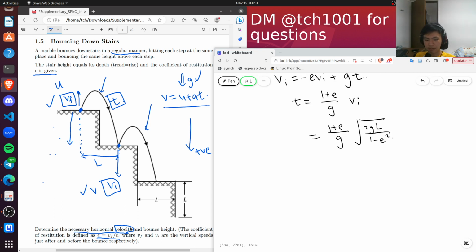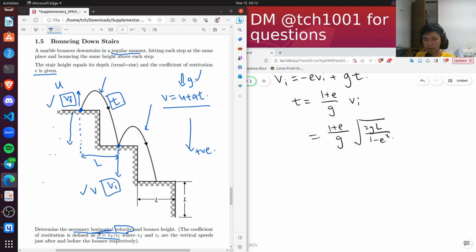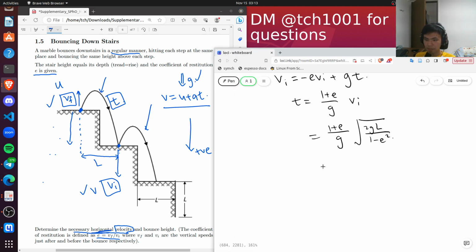And what is the horizontal velocity? Vx is then just the length L over time, and that would just be the inverse of this thing times L.